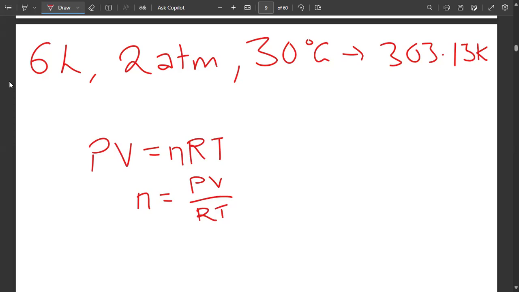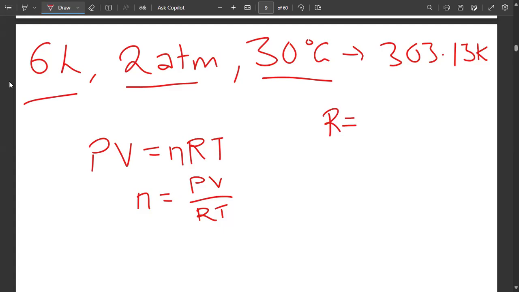The pressure and the volume we've already been given in atm and liters at the top there, and the temperature I've converted into Kelvin. So if we want to find the number of moles and maintain these units that we have here, the liters and the atm, without converting them into pascals and cubic meters respectively, the value of R that we're going to use is going to change.